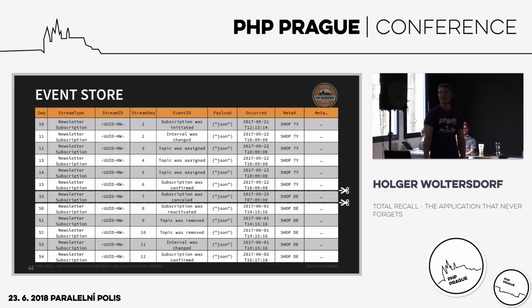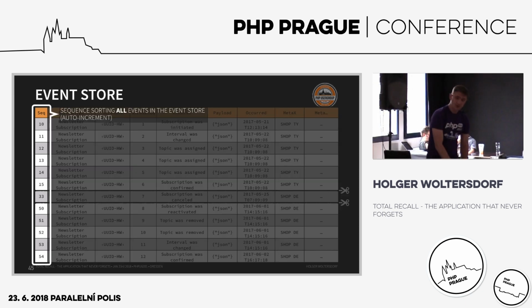Now we'll show you what an event store looks like. First, you have something like a sequence. That is a number that is incremented over the whole event store, regardless of the entity. And it is used to sort all events in time.